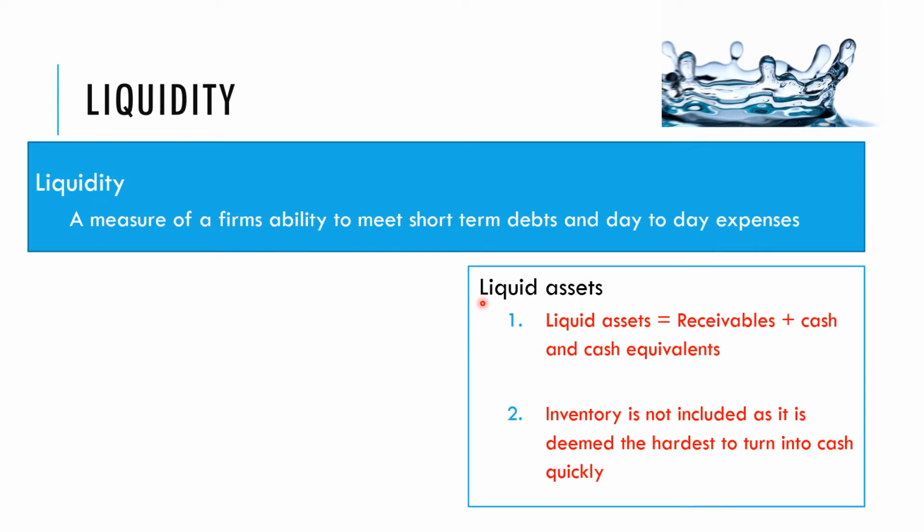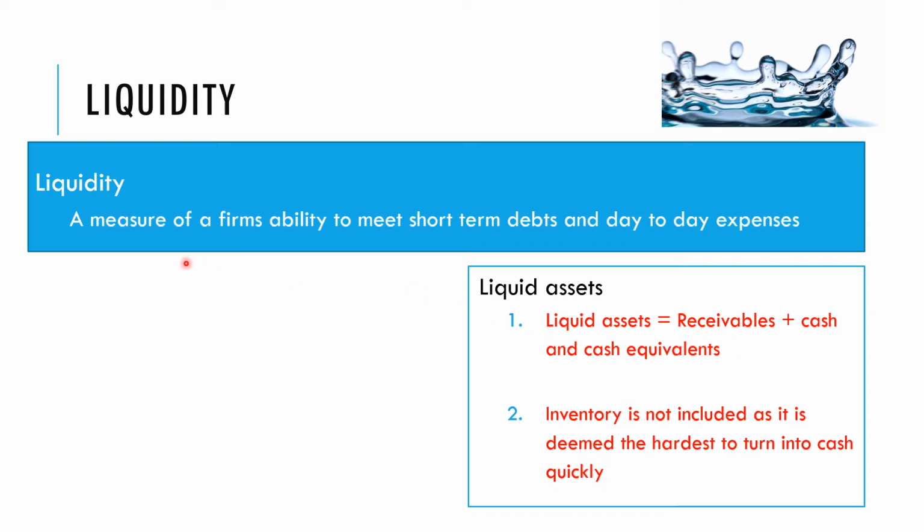introduce this final key term of liquid assets. Now a liquid asset is like a current asset but doesn't include inventory, doesn't include stock, because this is deemed the hardest of the current assets to turn into cash. So we don't include it as cash. We do include cash, obviously, that they've got in the bank, and receivables, debtors, money the business is owed. So this is liquid assets: receivables plus cash.